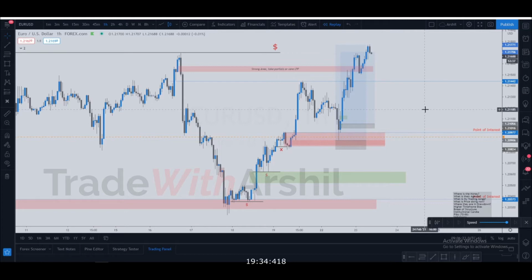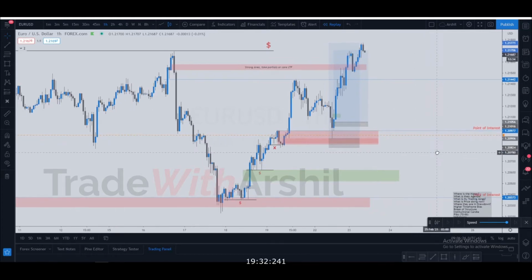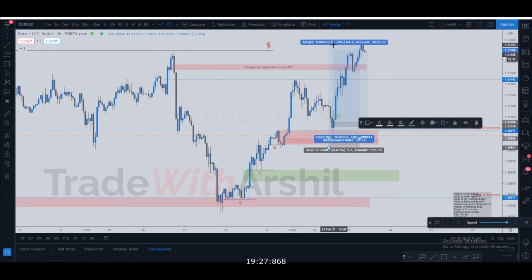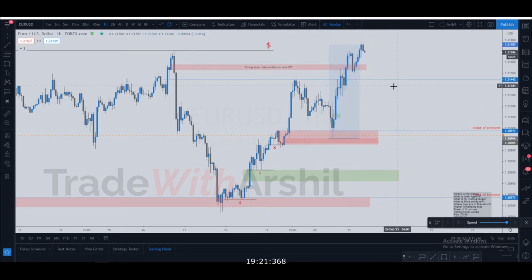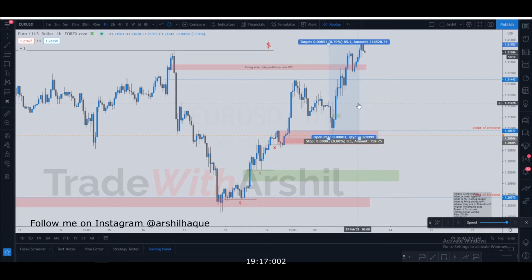Now let's begin and see what exactly happened. Now this was a setup today, and this is the move. It's 1:10, a 1:10 risk reward, which is crazy, right? Crazy stuff, amazing stuff.